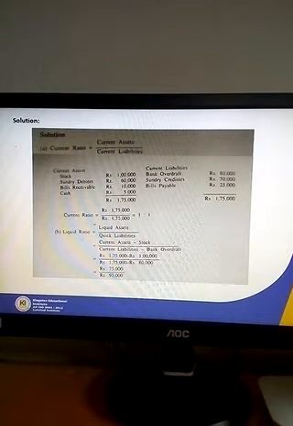First is current ratio. We know that the formula of current ratio is current assets divided by current liabilities. So there are current assets in the balance sheet. There are stock, sundry debtors, bills receivable and cash. So add up the amount, and the current liabilities are bank overdraft, sundry creditors and bills payable. Add up the amount. So current ratio is 1:1, 1,75,000 both.